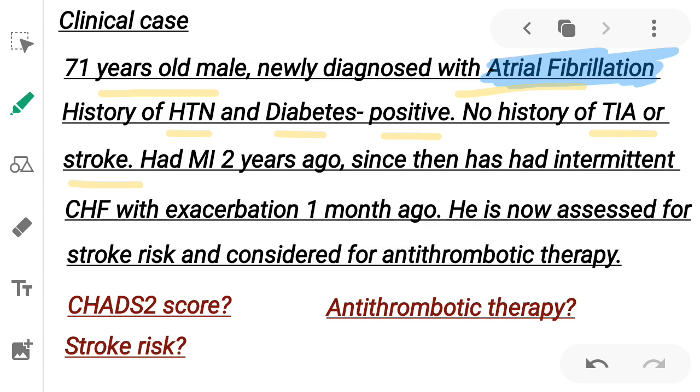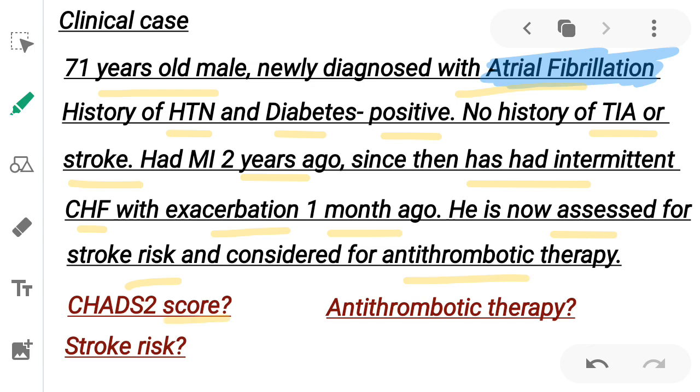He had MI 2 years ago. Since then had intermittent congestive heart failure with exacerbation 1 month ago. He is now assessed for stroke risk and considered for antithrombotic therapy. What is the CHADS2 score?